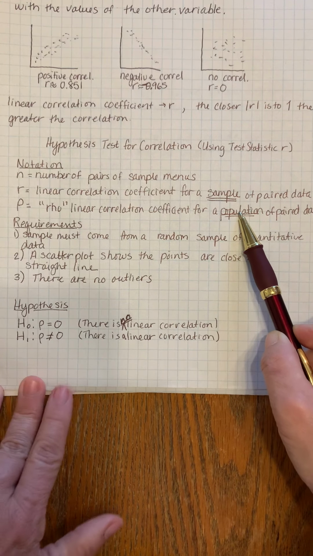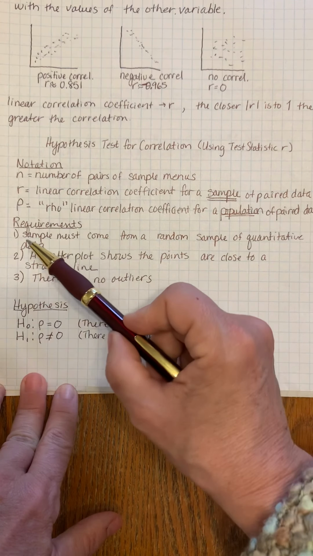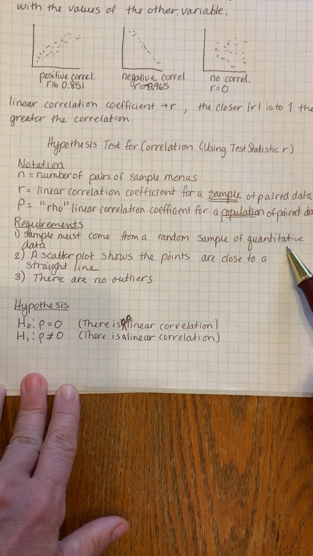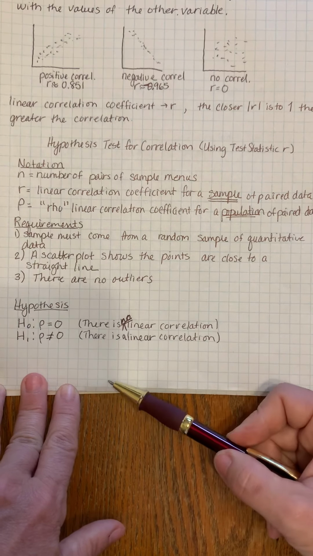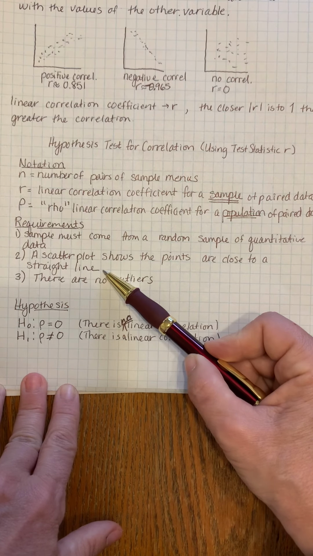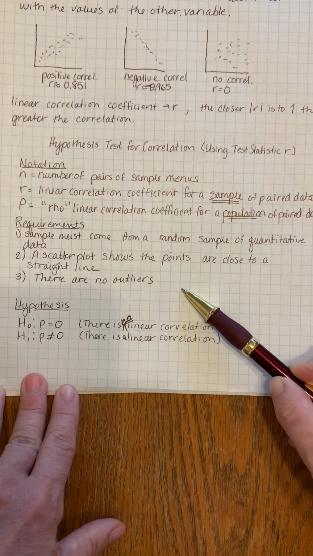In order to do a hypothesis test, the requirements we need to meet: the sample must come from a random, simple sample of quantitative data. So it has to be a random sample. The scatter plot should show that the points are close to a straight line. There are no outliers, so we aren't going to be using any outliers.